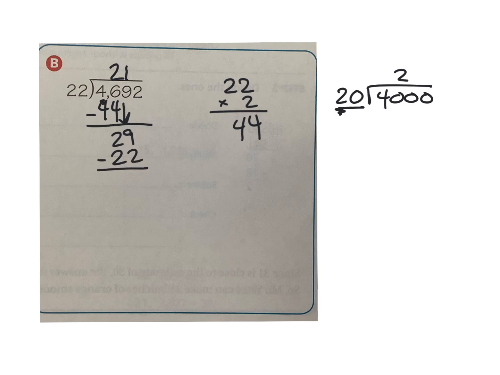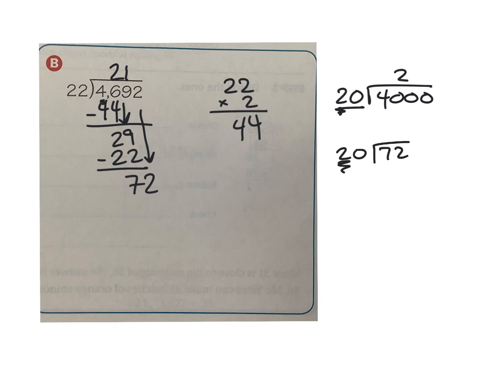22 times 1 is 22. 9 minus 2 is 7. Yes, that is smaller than my divisor. Bring down the 2. Okay, 22 times what number gets me 72? Again, I can use my rounding skills. This does happen in my brain.